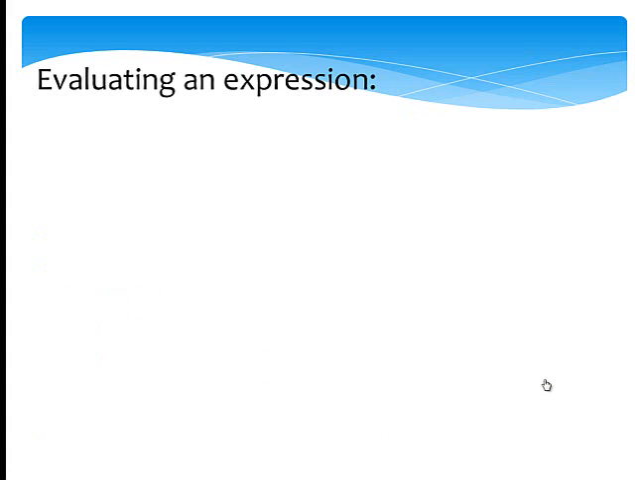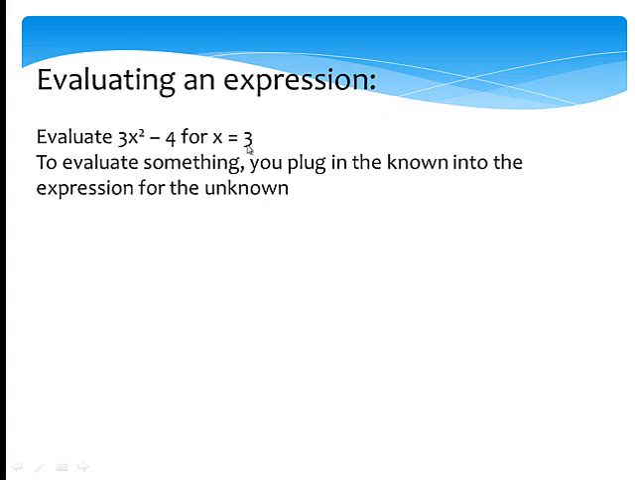Okay, so the next thing we're going to talk about is evaluating an expression. To evaluate an expression, for example, if I had 3x squared minus 4 and I wanted to evaluate it for x equals 3, what I want to do is plug in my x equals 3 as an unknown into my known. So I would plug in 3 for x. Now, here's the only problem when you're dealing with this kind of problem: you've got to follow order of operations. A lot of people want to do 3 times 3 and get 9 and then square it.